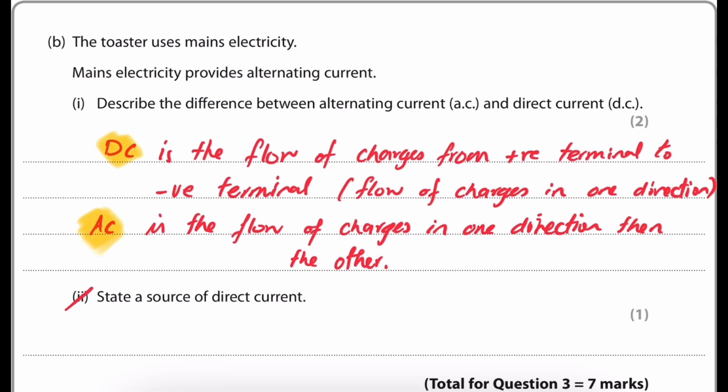Okay, the last section, state a source of direct current. The famous source is battery or the electric cell.